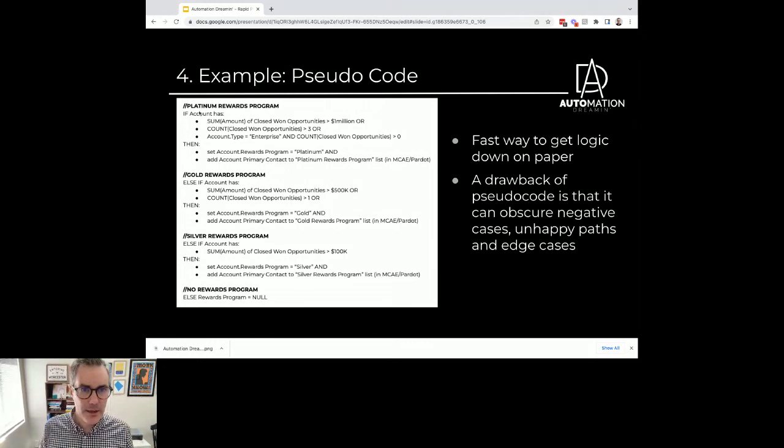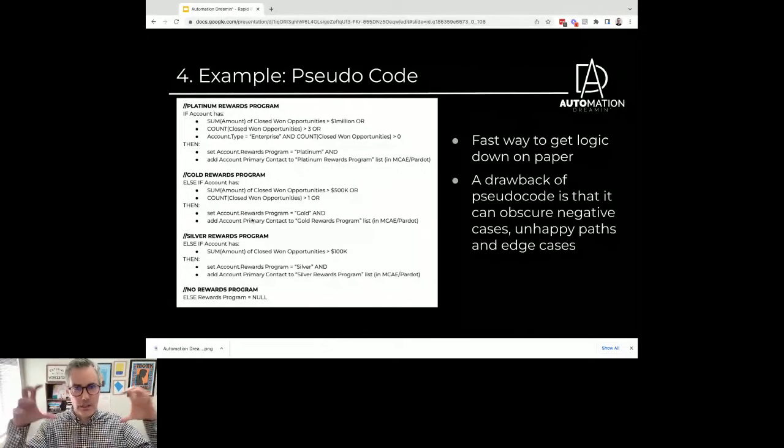If you look here in our example, remember I said we've got platinum, gold, silver, and none. So just to use our example, if an account has an amount of closed opportunities that's greater than a million, or a count of closed opportunities greater than 3, or it's an enterprise account with any closed opportunities, then we want to set it to platinum, and we want to put it in a platinum email list in Pardot. I'm not going to go through all the rest of them, but that's the level of logic that we can quickly capture in a pseudocode example.